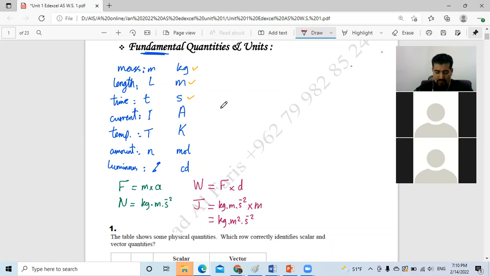The other thing that we have to know is the prefixes. Who can tell me what the prefixes are? What are the prefixes?